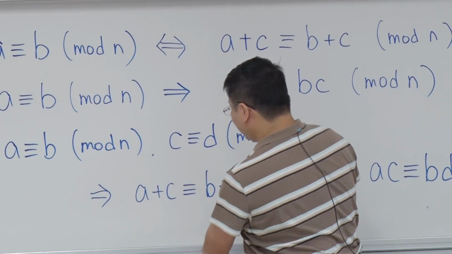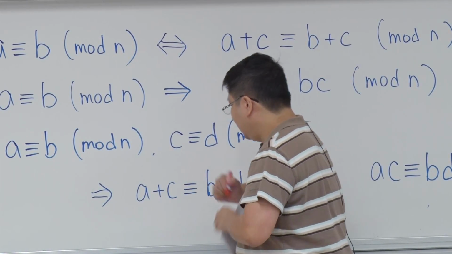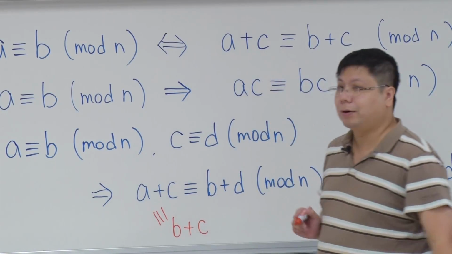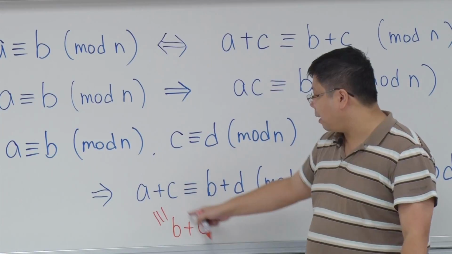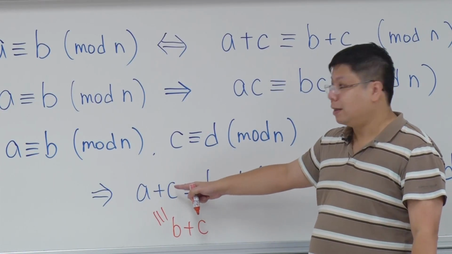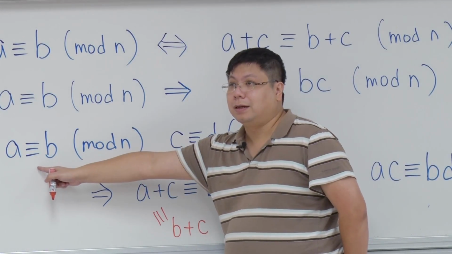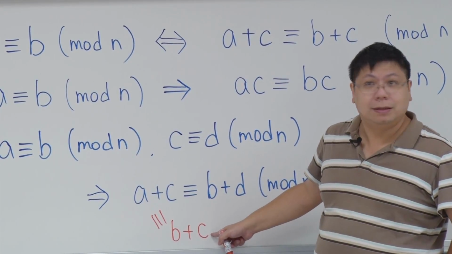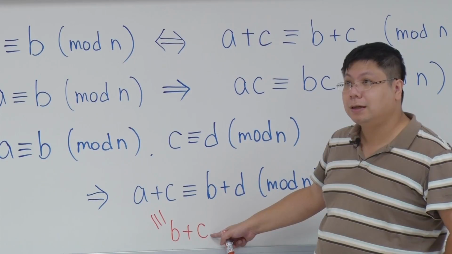So how to prove this? A plus C is the same as B plus C. Am I correct? Because you add the same number. You have A is equal to B, so when you add the same number, they're the same, right? Is that okay?